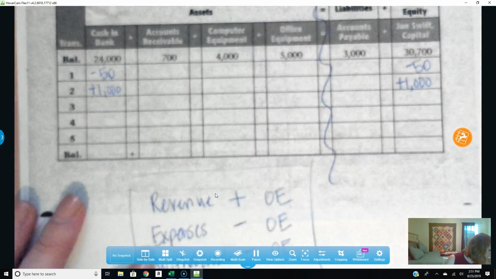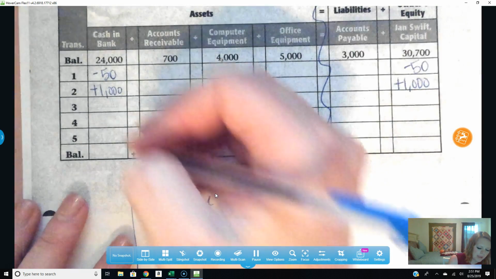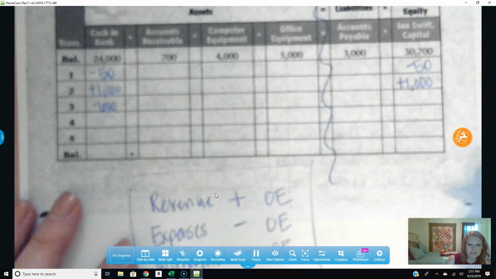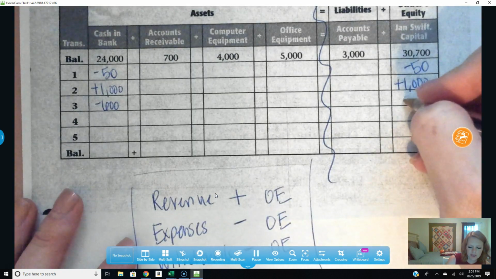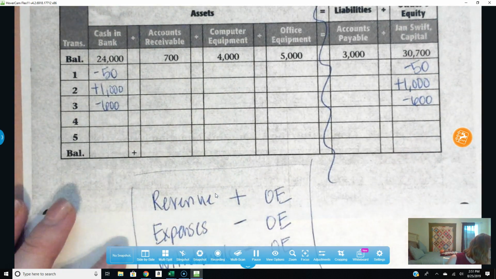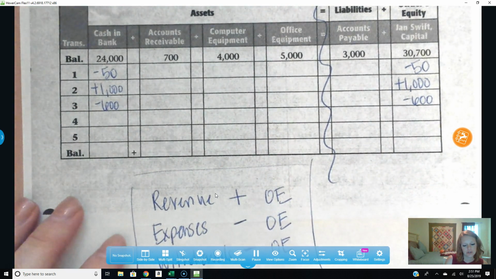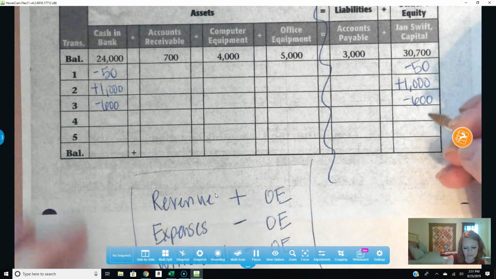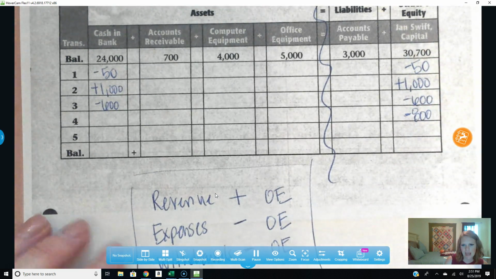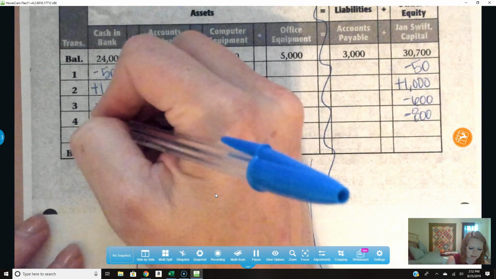Number three, we wrote a $600 check for the month's rent. We wrote a check. We know that that's cash in bank. We know it's decreasing. We know that rent is an expense, so that's going to decrease our capital account there. Number four, Jan Swift withdrew $800 for personal use. Withdrawals will decrease our owner's equity, and when she takes cash out of our checking account, that's going to decrease our cash in bank as well.